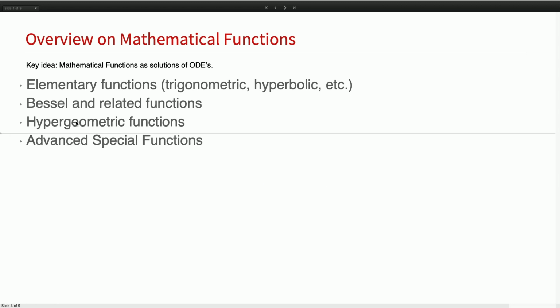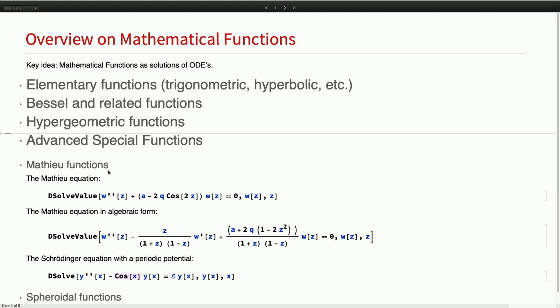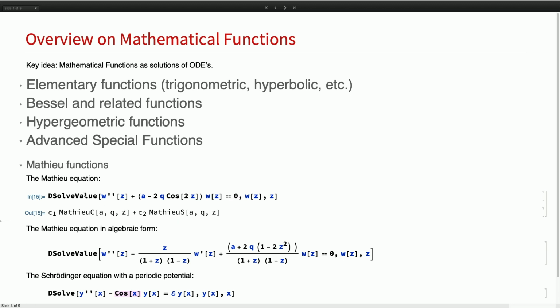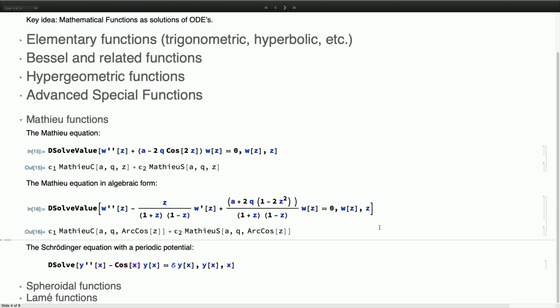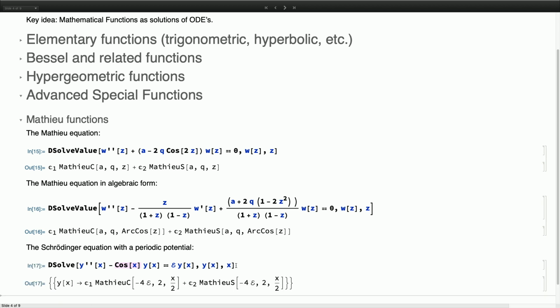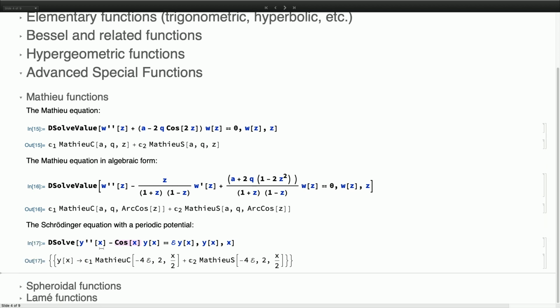Okay, this is about hypergeometric functions, but there are also advanced special functions. For example, Mathieu functions. These functions are solving the following differential equation. So you can write down this equation in its algebraic form and solve it. And these functions are important because they are solving the Schrödinger equation for periodic potentials. So if you write down the Schrödinger equation and just solve it, you will receive the following solution.